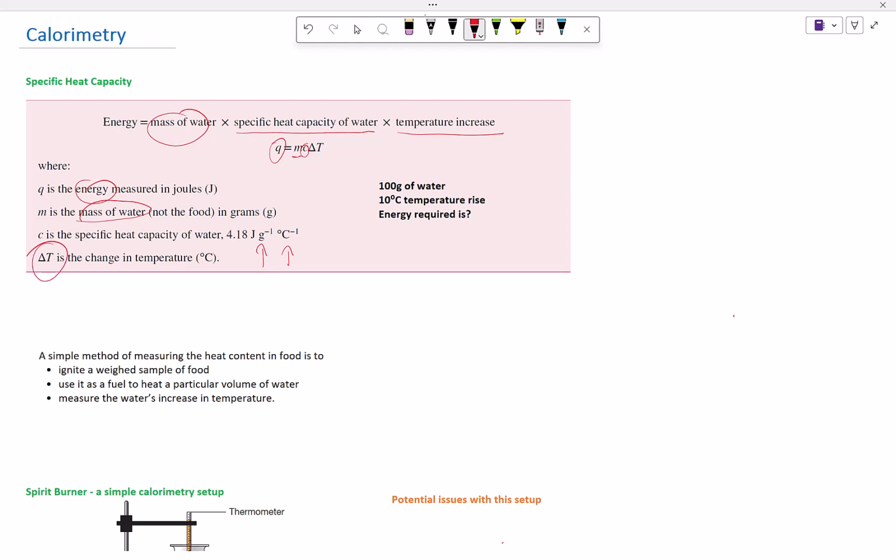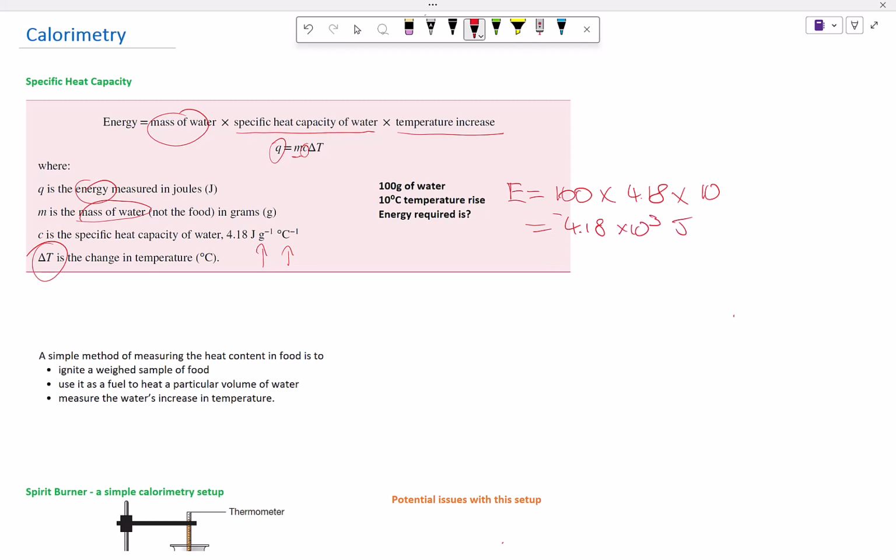So a simple calculation here is we've got 100 grams of water and it increases by 10 degrees. So our energy is going to be equal to 100 grams because it's of the water, multiplied by 4.18 because that's the specific heat capacity of water, multiplied by, in this case, 10 degrees. We don't need to actually do that, and what I'm going to get here is 4.18 times 10 to the 3 joules.